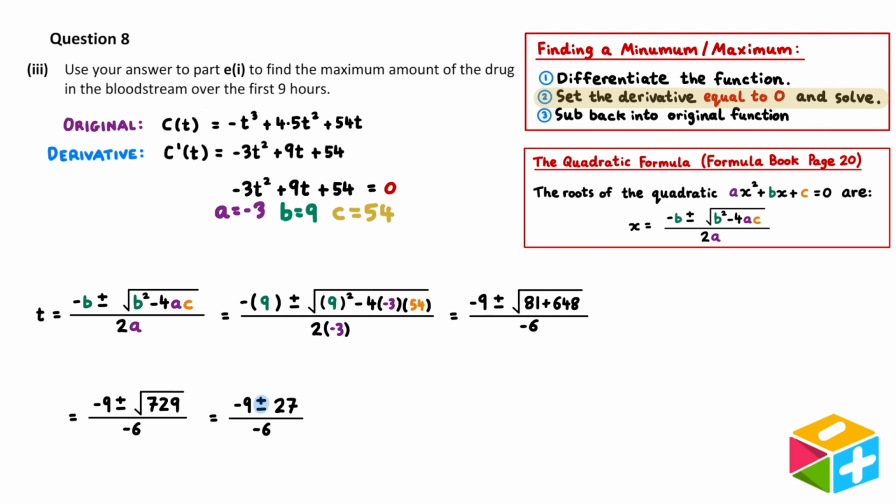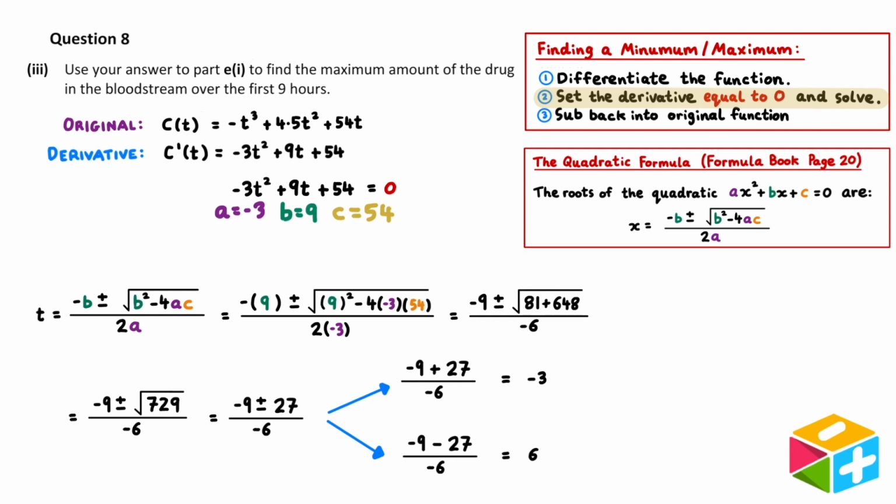From here, we need to deal with the plus-minus sign. This symbol means that we need to split into two cases. In the first, we replace the symbol with a plus, and in the second, we replace this symbol with a minus. In our first case, minus 9 plus 27 all over minus 6 comes out as minus 3. In the second case, minus 9 minus 27 all over minus 6 gives us plus 6. So we've ended up with two values of t.